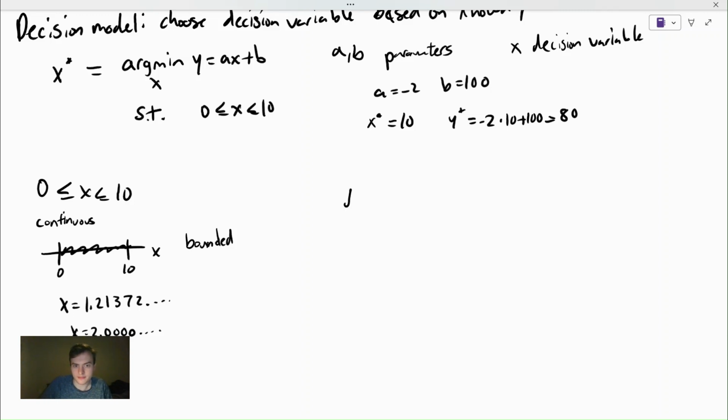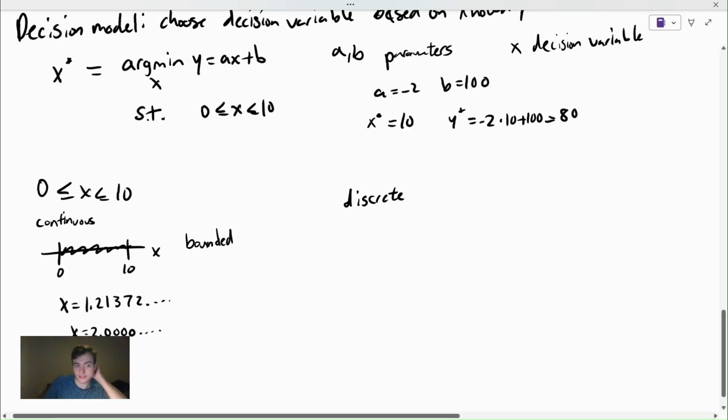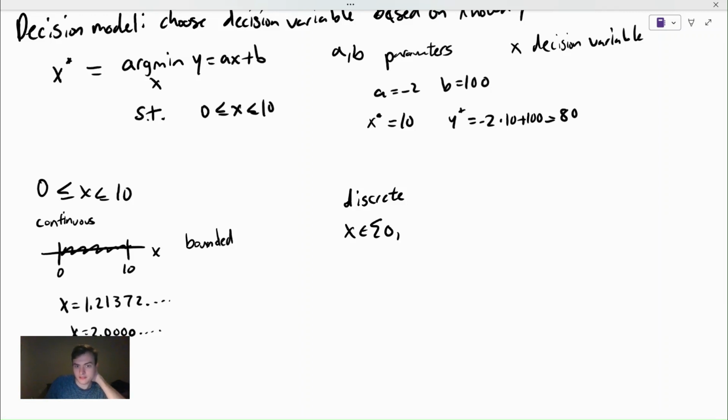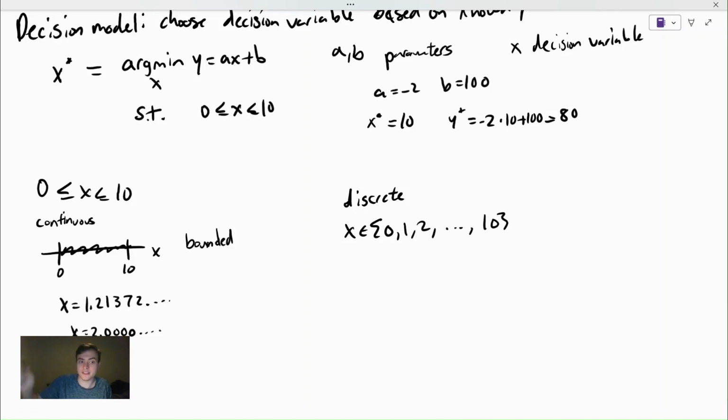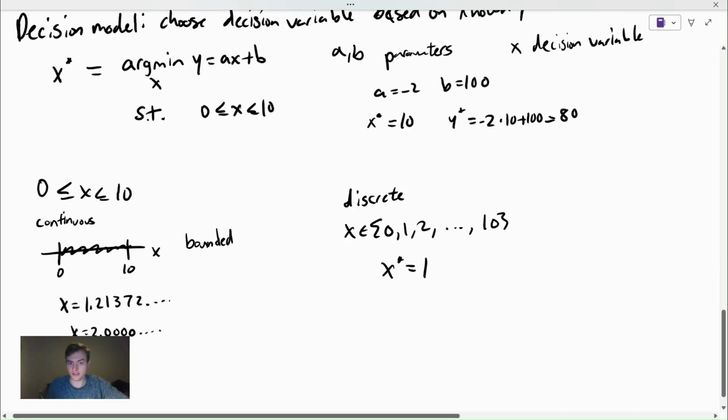The other main type of variable is discrete. So let's say instead of having all the values between 0 and 10 possible, we'll say that the only possible values are the integers between 0 and 10: 0, 1, 2, 3, 4, etcetera, all the way to 10. And so now we only have 11 possible values instead of infinitely many. So x star equals 1.5 doesn't make any sense because 1.5 is not possible, whereas over here, 1.5 is very possible.